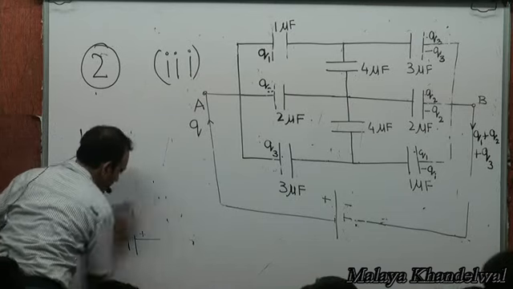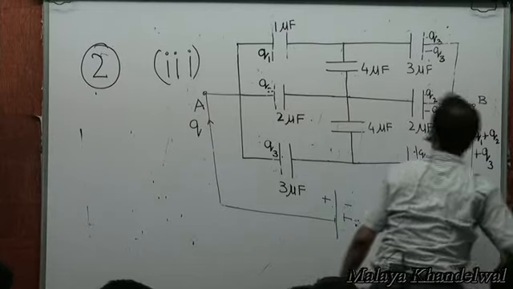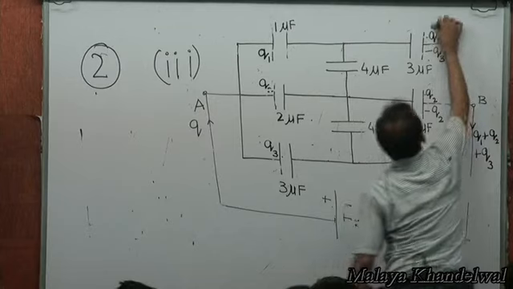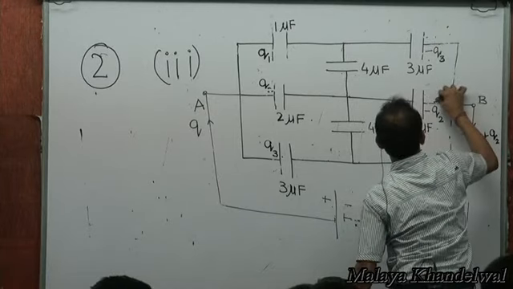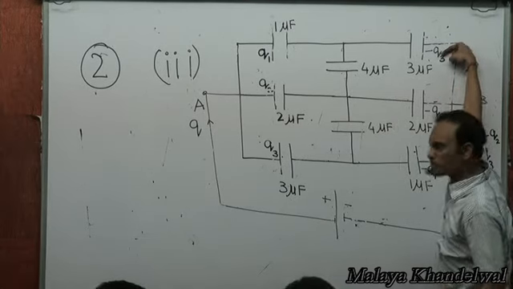So I'm deploying symmetry actually. Good. So we have minus Q1, minus Q2, and minus Q3, minus Q1, minus Q2, minus Q3 here.